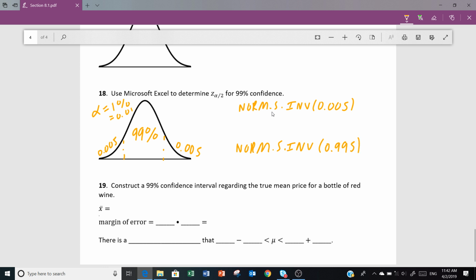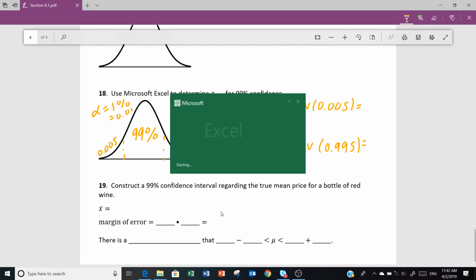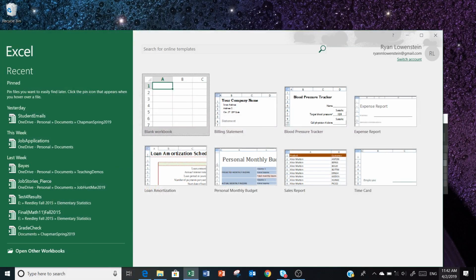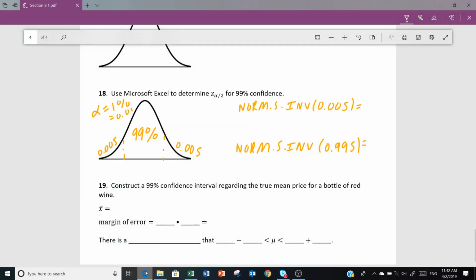0.995 here. And after you do both of those, I have to go into Excel because I do not have these memorized. Oh, actually, I do have this one memorized. This is a pretty famous one. This one's negative 2.58, and this one's positive 2.58. Did anyone get different answers? It's possible I memorized the wrong one, but I've done this one so many times. I have the numbers.